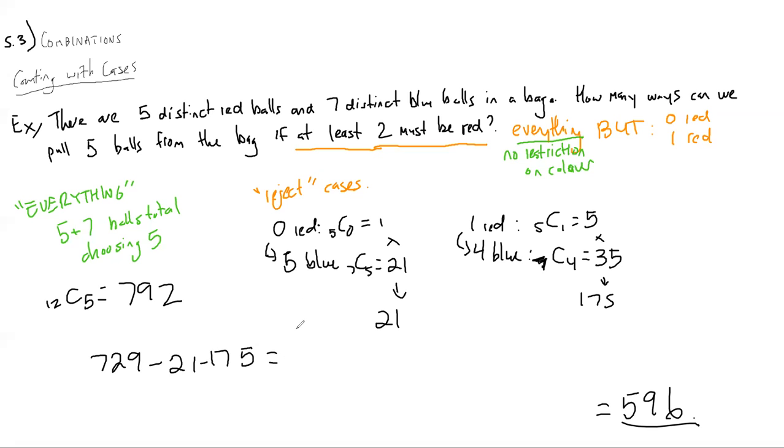Wait a minute. I just had a little bit of a panic there, realizing I copied that number wrong. It's 792, not 729. So 792 minus 21 minus 175. We get the same number counting it this way. So sometimes it's a little bit faster. Like in this case, if the number of things you're actually excluding is small, sometimes it's easier to count exclusions rather than inclusions. So sort of thinking backwards.